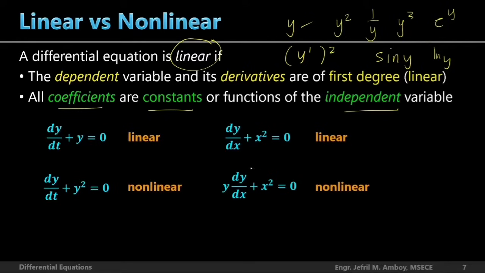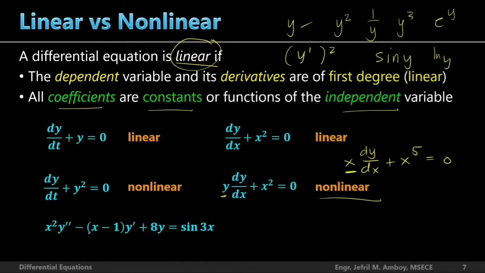Okay lang. Halimbawa, kung yan ay maging x dy over dx plus x to the 5 equals 0. Kahit ang multiplier ko dito ay variable, okay lang, no? Linear pa din yan. Bakit? Kasi po, yung x ay independent variable. Ayan, no? Kung ang ating coefficient ay independent variable, still the equation is linear. But if the coefficient becomes dependent variable, nagiging non-linear ang equation. Let us have some more.